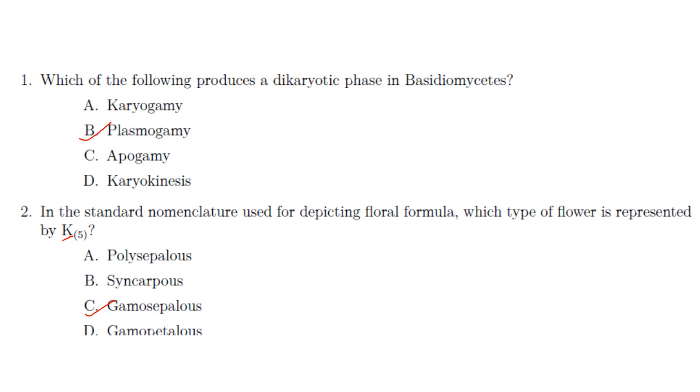Now 5 in brackets indicates united or fused sepals. There are 5 sepals and they are united. That is what it shows in brackets. So it is gamosepalous. Polysepalous is when the sepals are free, and gamosepalous when the sepals are united. So the answer here is option C.